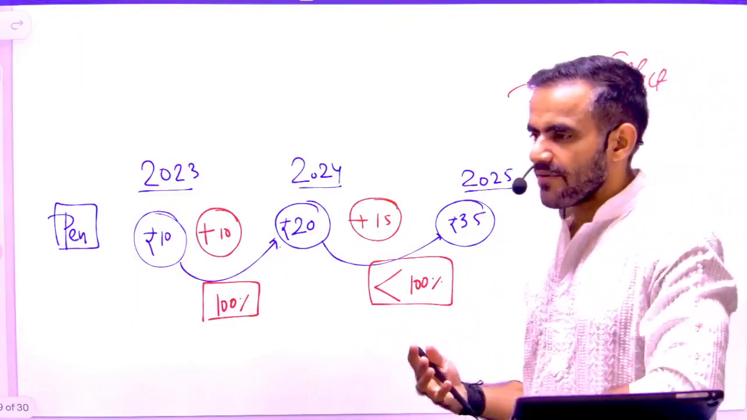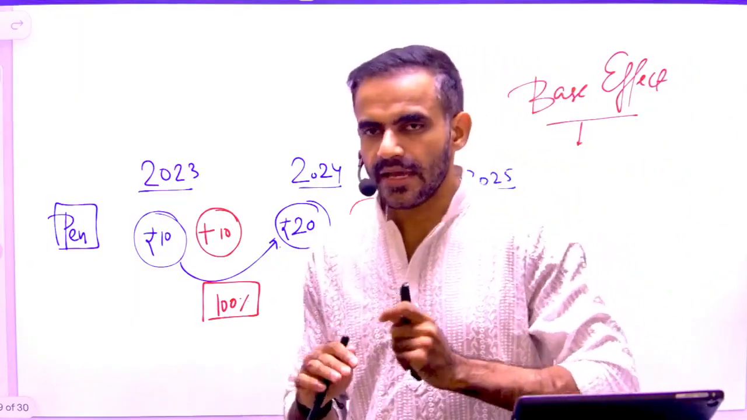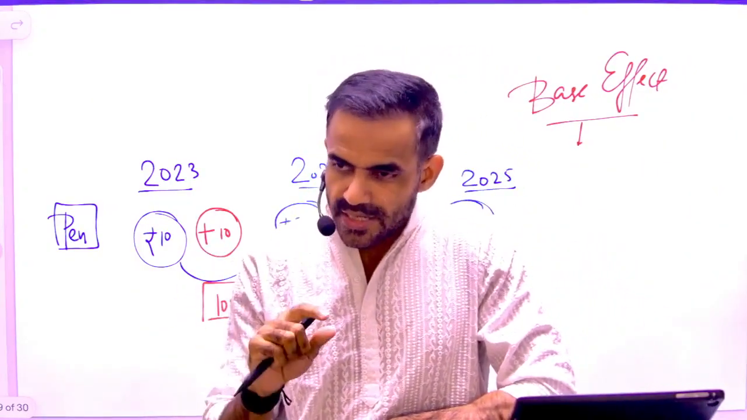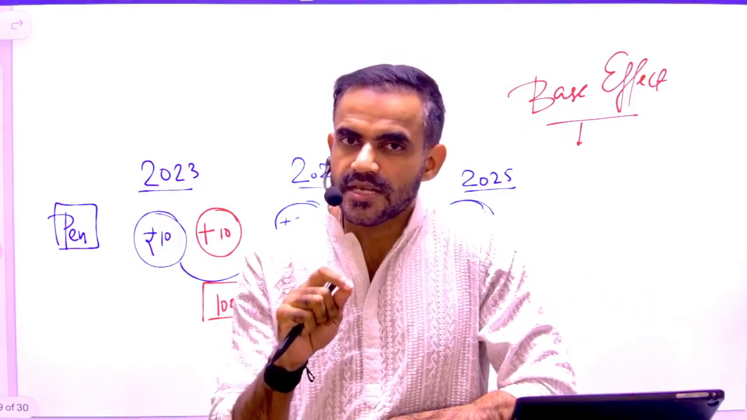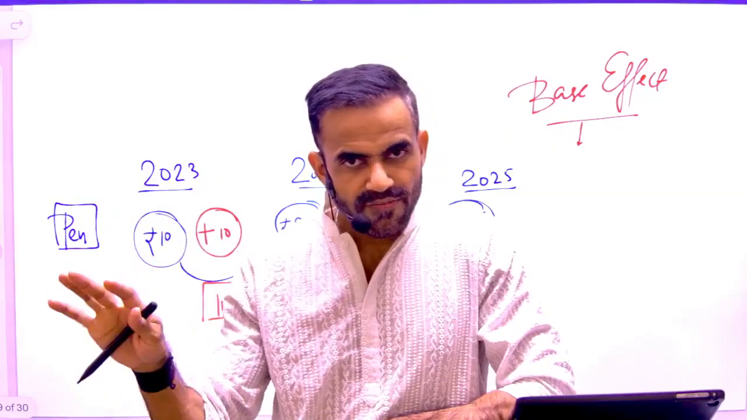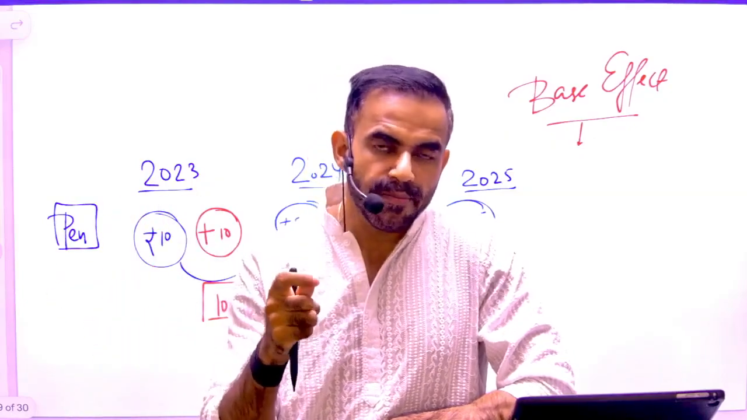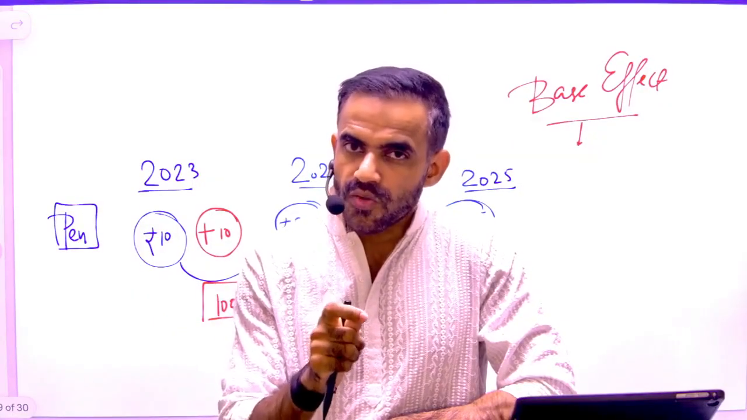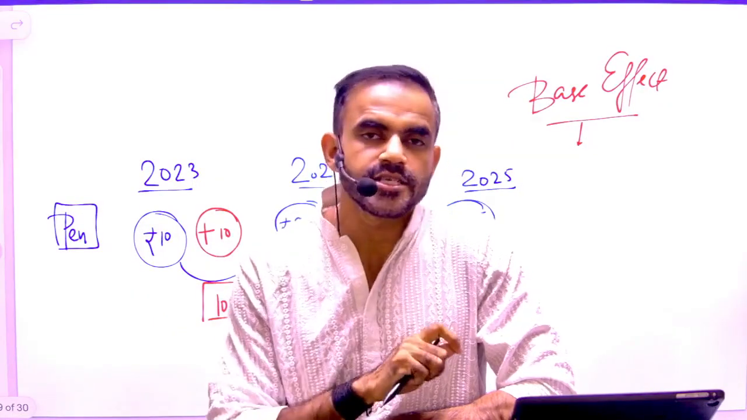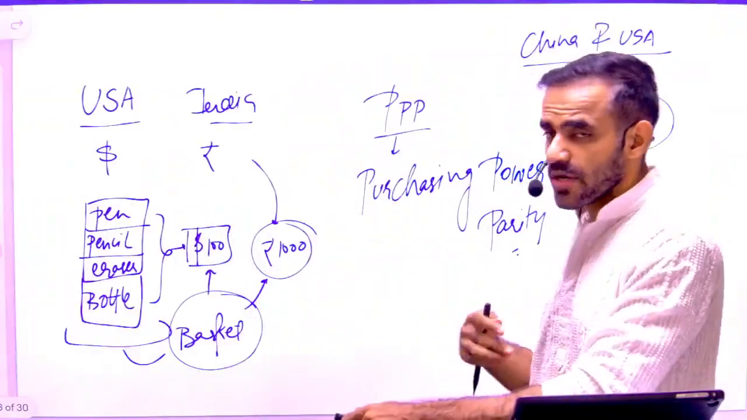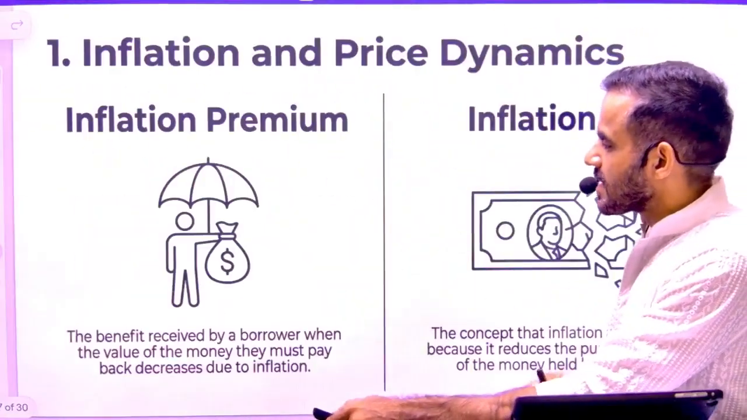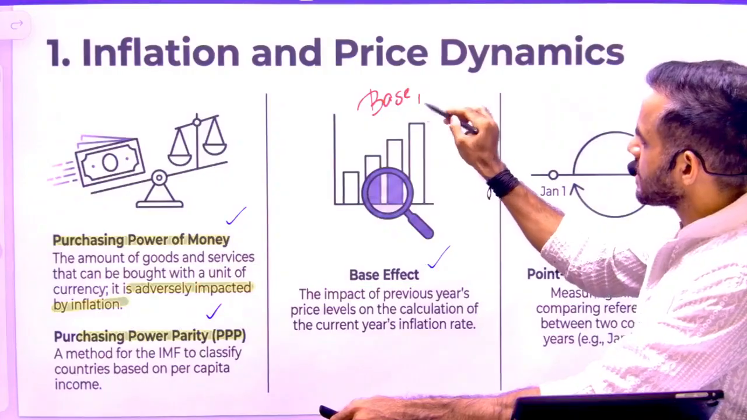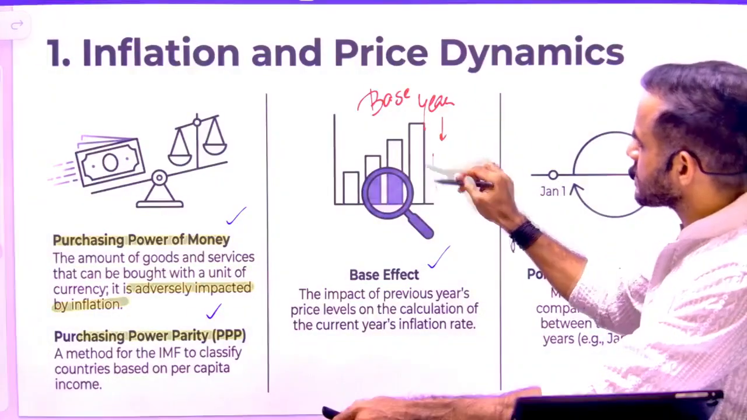Whenever we are measuring inflation, technically, if last year inflation was quite high, this year it will not appear that significant. But if last year there was no inflation, and this year there is even a minor change in the price, then it will show a high percentage change. That is referred to as base effect. And what is base year? Base year is nothing but the year with which we compare. So it is a reference year. That is the base year.